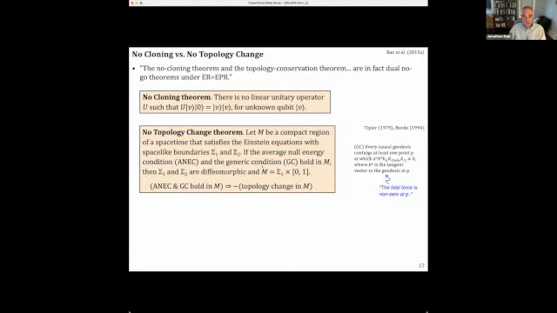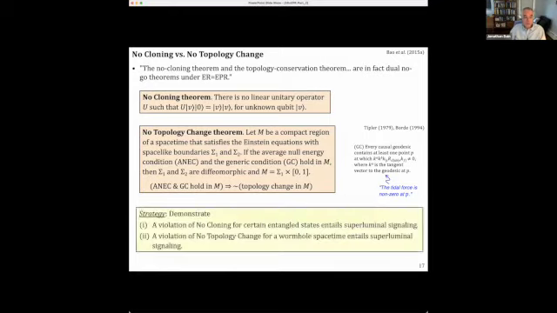The generic condition, the fine print, is given by this technical condition on the curvature tensor. One way of interpreting it is the following: it encodes a non-zero tidal force at any given point. So the no topology change theorem can be represented schematically by the following conditional, right? If the average null energy condition and the generic condition hold in a spacetime M that has these features, then there's no topology change in M.